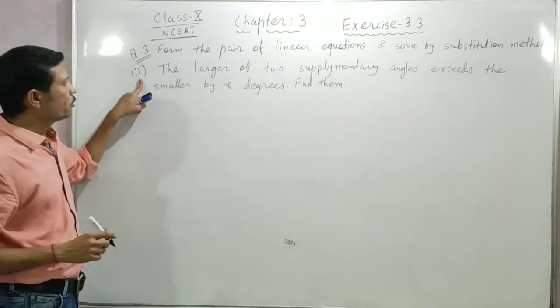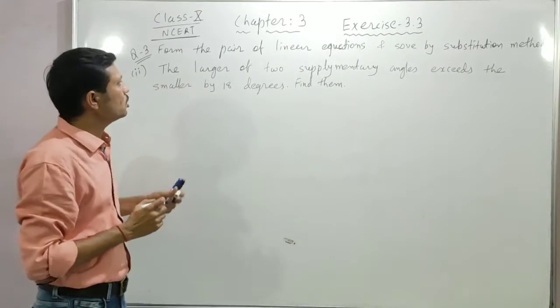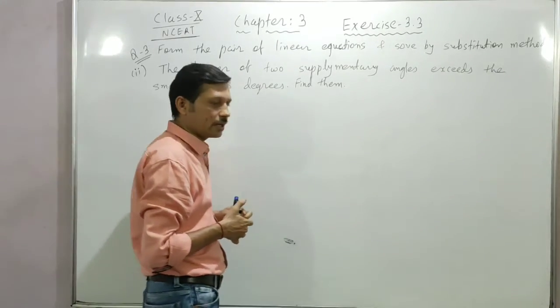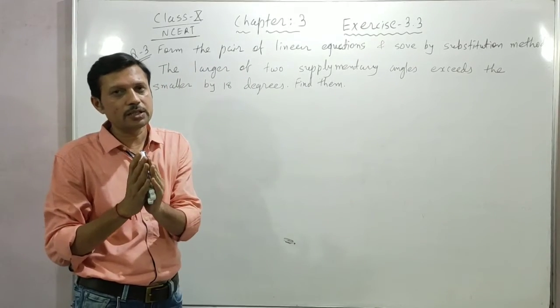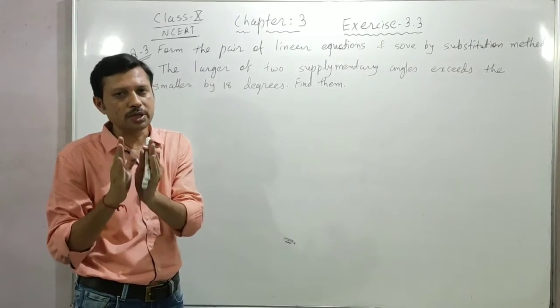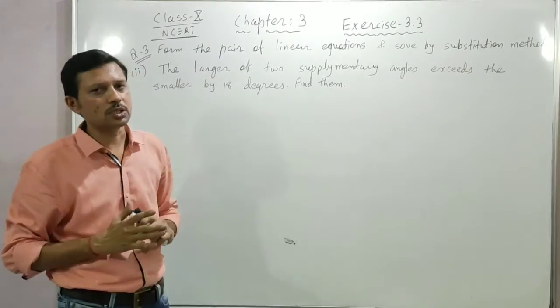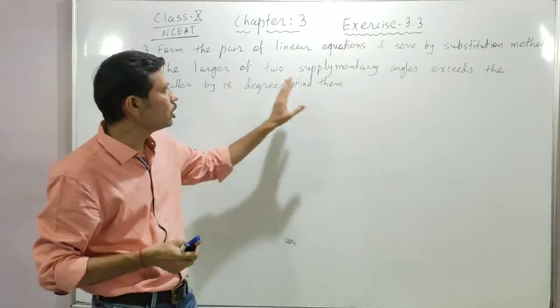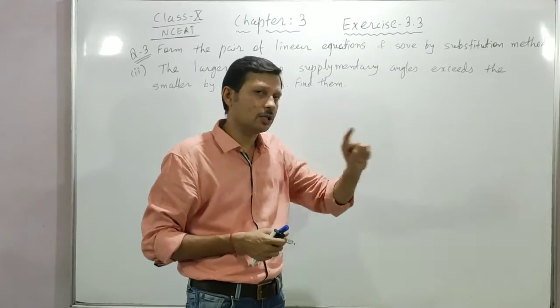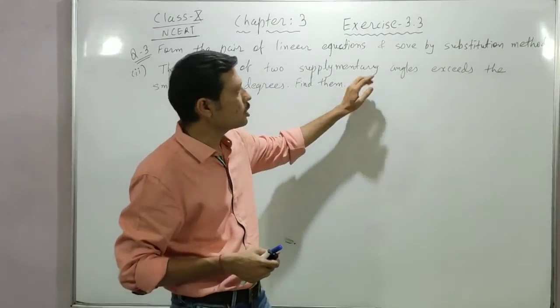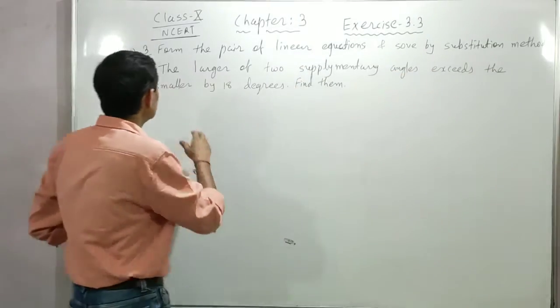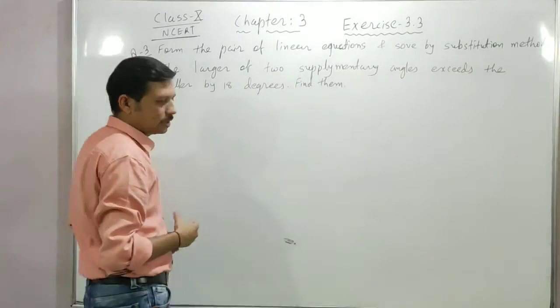Okay, now come to the second question. The question is: the larger of two supplementary angles exceeds the smaller one by 18 degrees. That means the given two angles are supplementary angles. Supplementary angles means the sum of the two angles will be 180, then we can say they are supplementary angles.